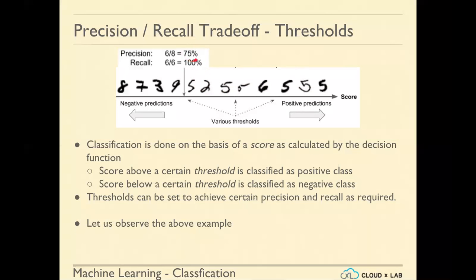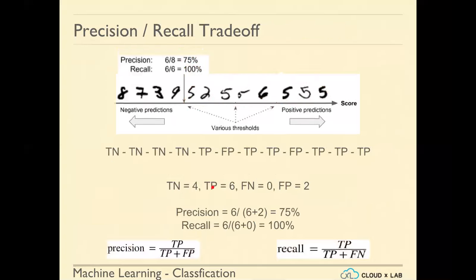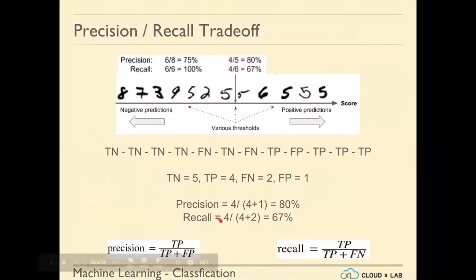Now, this is the precision and this is the recall. Right now, we have 100% recall because all of the fives have been identified. So no five was missed if the threshold was this much, but the precision was bad. But if we go further, if the threshold is this much, the precision improves. You can see that out of five images that we have identified, four are the precise image, and 4 by 6 is the recall rate.